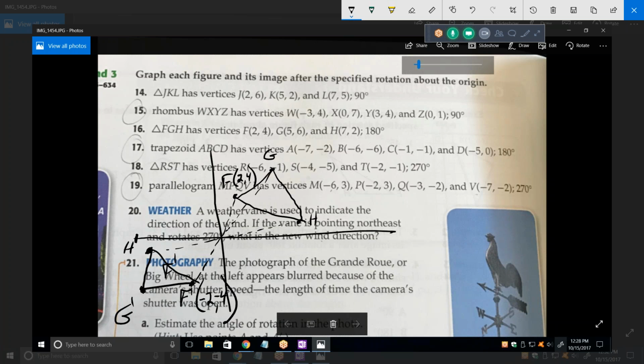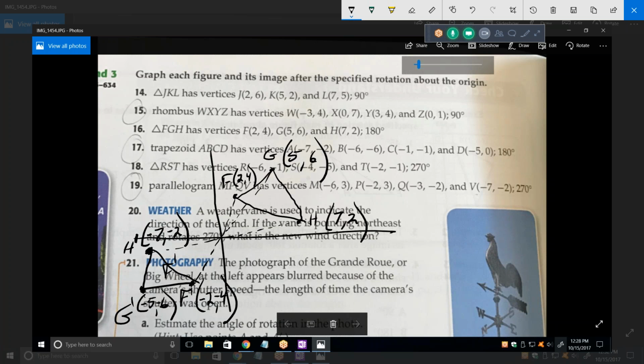Okay. H was 7, 2. So the new H should be -7, -2. And it looks to be that. In other words, it's in the right position to be -7, -2. The G was 5, 6. So it should go to -5, -6. I may not have drawn it perfectly, but there's nothing greatly out of whack here.